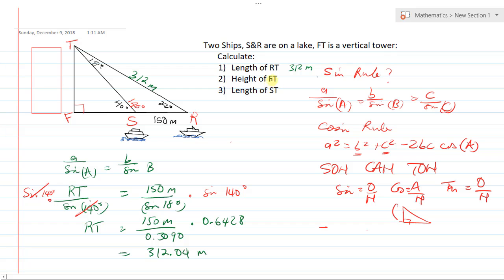The other question we have to find is the height of FT. FT is the nice tower that we have here.